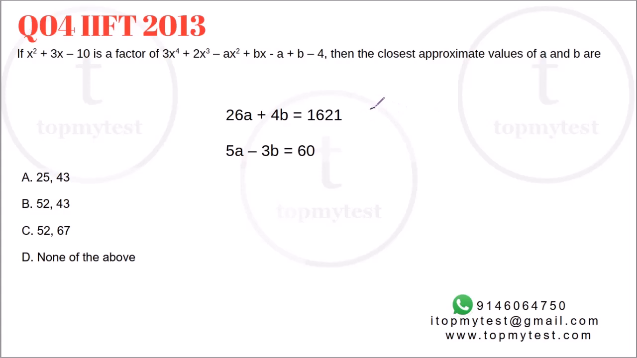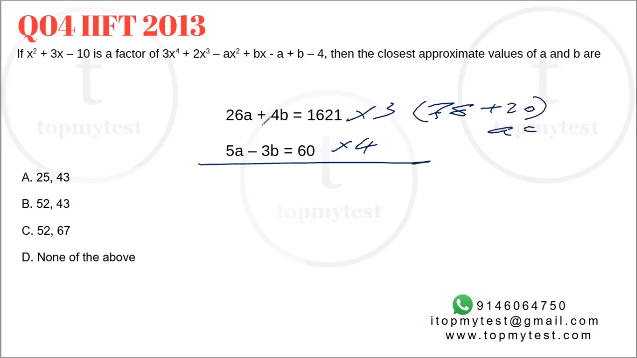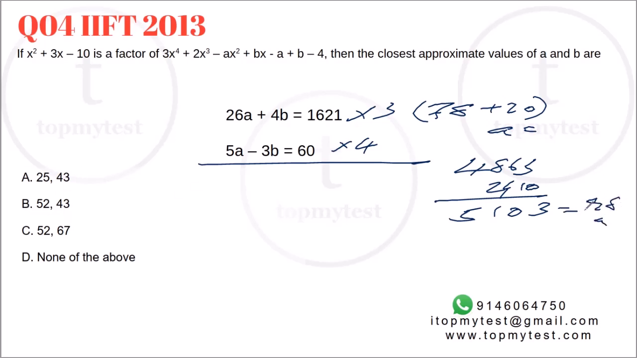4 and 3, 12. So if I multiply this by 3, multiply this by 4 and add, right, you will get 26 into 3, 78, plus 5 into 4, 20. 20 times a equals 1621 into 3 will be 4863. 16 to 4 will be 240. 0351. 5103 equals 98a. Right, from the options, the closest value of a will be 52. A is approximately 52. Now you cannot use a calculator. This was IFT 2013. So this is out.